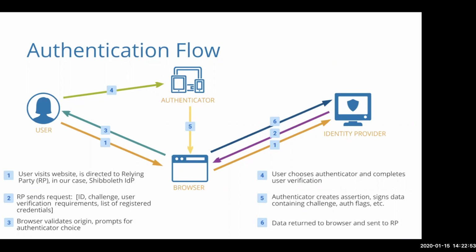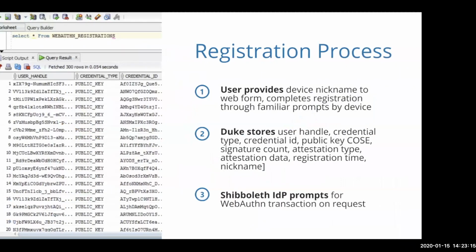And then the IDP would do its validation to make sure that the signature checks out correctly using the Yubico libraries and make sure that user verification was indeed done. And if everything looks good, then that was multi-factor authentication, and the flow proceeds from there, and the user eventually gets to where they're trying to go. So now let me talk a little bit about the registration process.